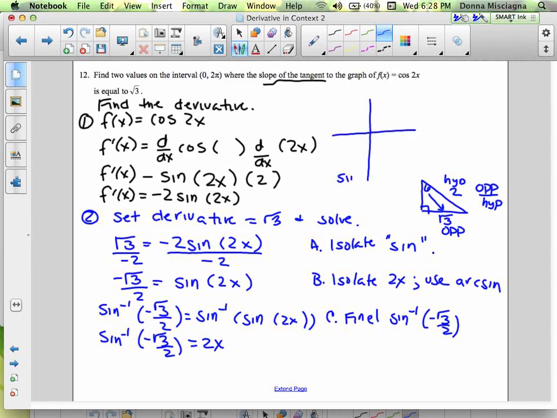So sine is negative here in the third and fourth quadrants. That's where sine is negative, where y is negative. All right, so now let's draw our reference triangle.